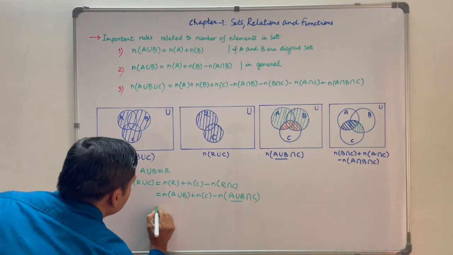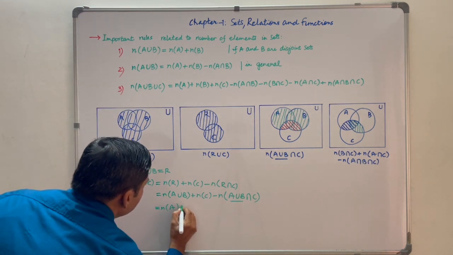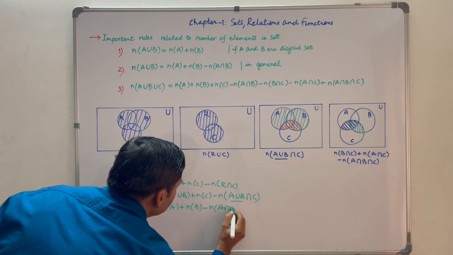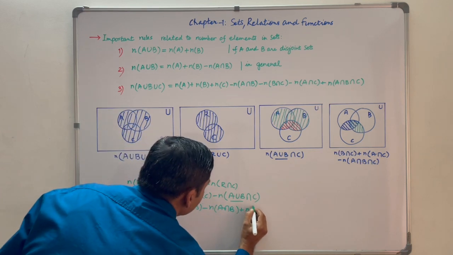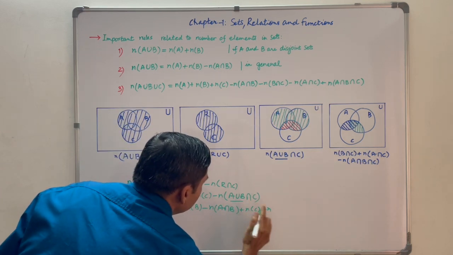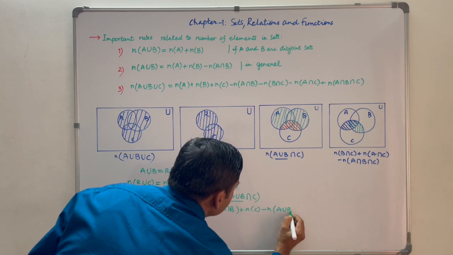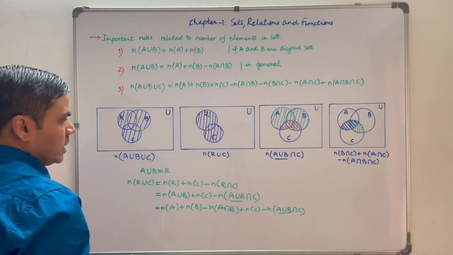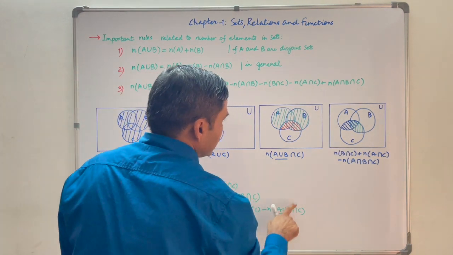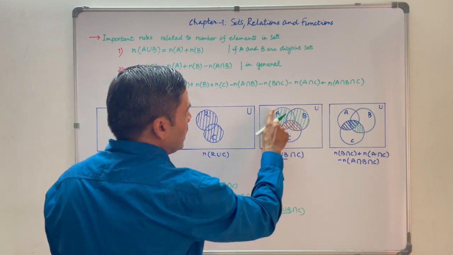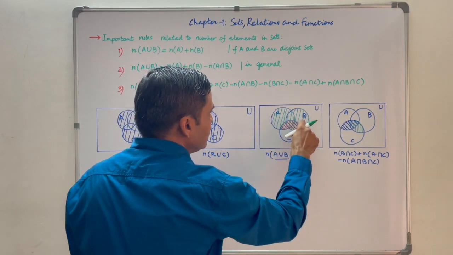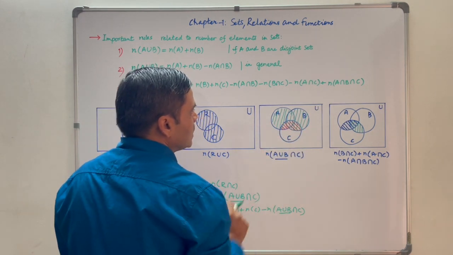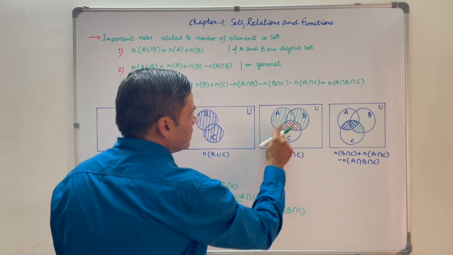Now this can be expanded as n(A) plus n(B) minus n(A intersection B) plus n(C) minus n((A union B) intersection C). This will be done first. Now notice this (A union B) intersection C is shown here. So A union B is this green shaded portion. When you do intersection with C, this will be the red shaded portion. So we have to get this.